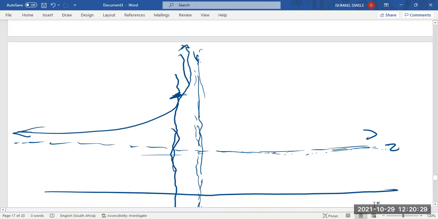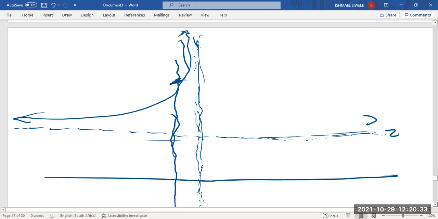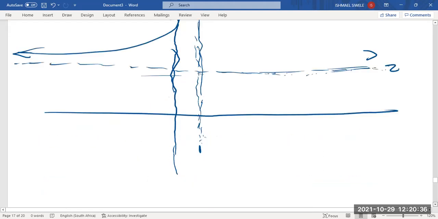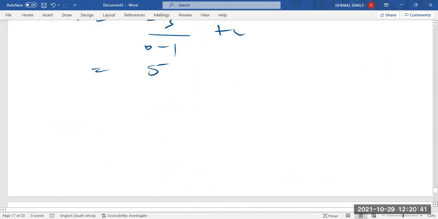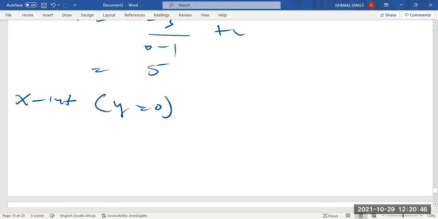You have a pencil and rubber there, and you're doing that on paper. I'm not doing this on paper. So now I'm left with the x-intercept. We found our y-intercept, and now we need to find the x-intercept. For the x-intercept, y is equal to 0.